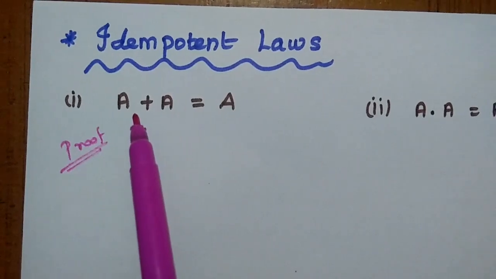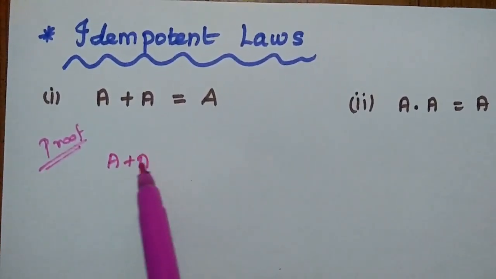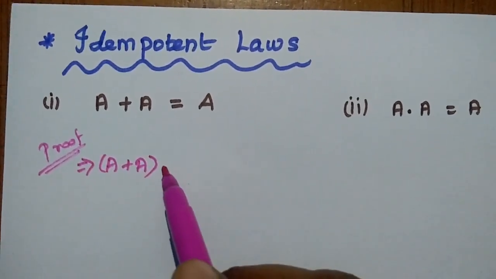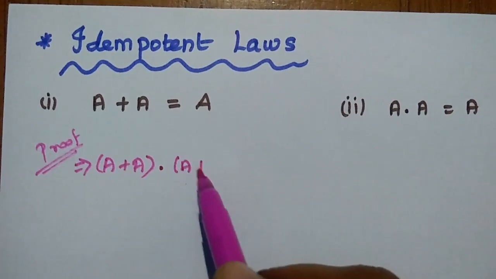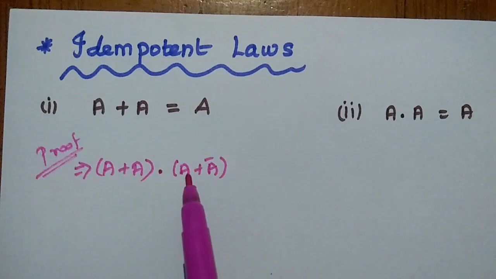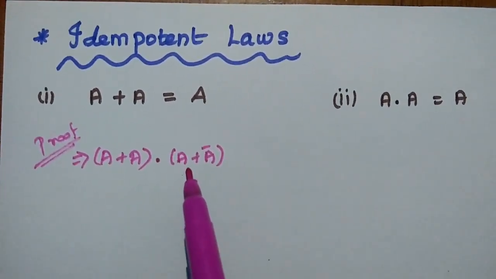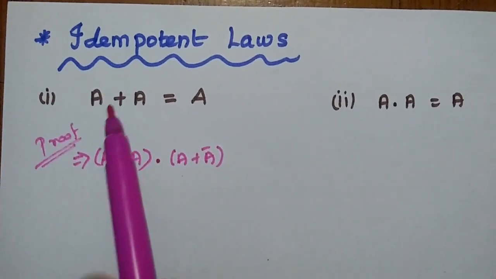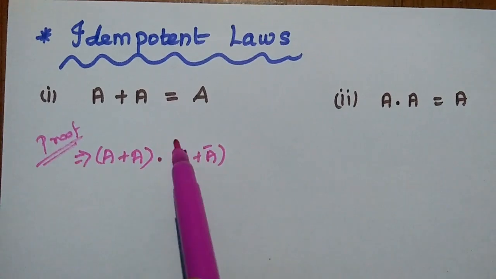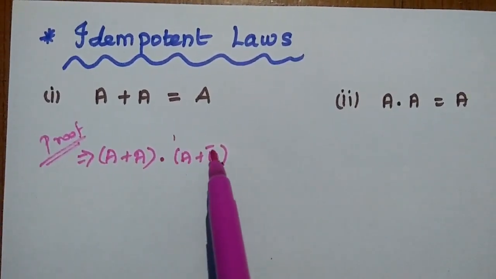we are going to take the left hand side, A plus A. This value is multiplied with A plus A bar. Here A plus A bar is always 1, correct? So here we can use this value. So in this left hand side we can take A plus A, that is multiplied with 1. There is no change. This 1 can be written as A plus A bar.